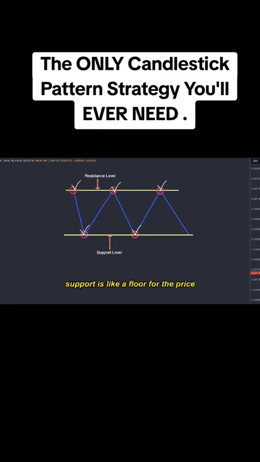Support and resistance levels are crucial because they act as psychological barriers. Support is like a floor for the price when it reaches this level. Buyers often step in and prevent the price from dropping further. Resistance, on the other hand, is like a ceiling where sellers push back, preventing the price from climbing higher. These zones are where the market tends to react strongly, and pin bars that form at these levels often indicate a reversal or significant price movement.